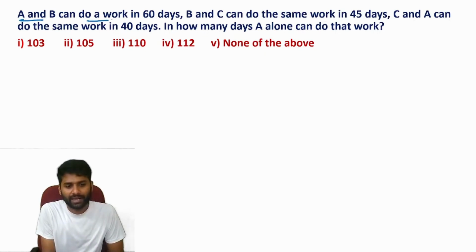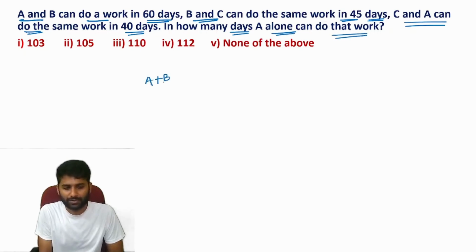A and B can do a work in 60 days. B and C can do the same work in 45 days. C and A can do the same work in 40 days. In how many days can A alone do that work? Now see, AB together will complete it in 60, BC takes 45, and CA takes 40.